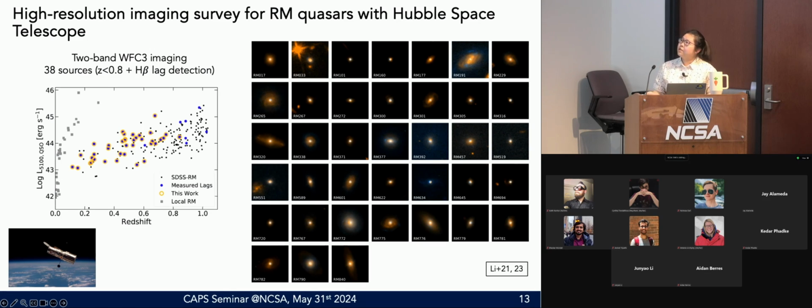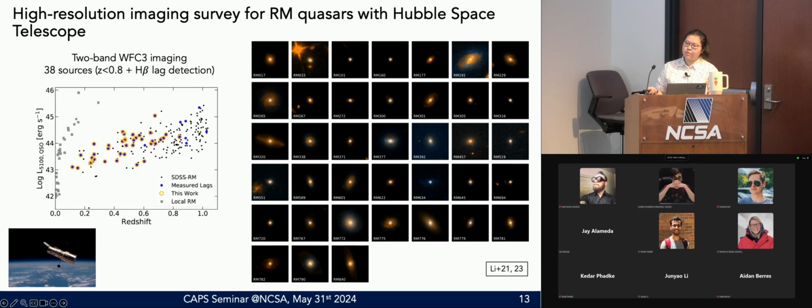And so in this survey, we use two-band imaging with HST to measure the bulge and host galaxy mass for each of the quasar hosts. And this is a compilation of all the images we have here.